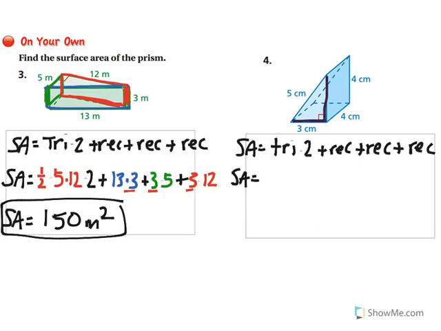3 by 4, right? So I'm going to do 1/2 times 3 times 4 times that 2, right? There's just 2 triangles. Then my first rectangle, we'll just do this one by this one. So it's 4 by 4.